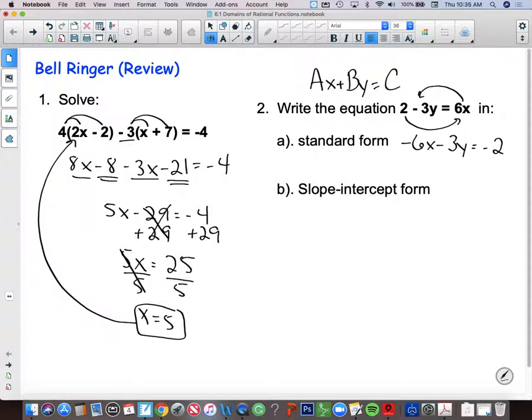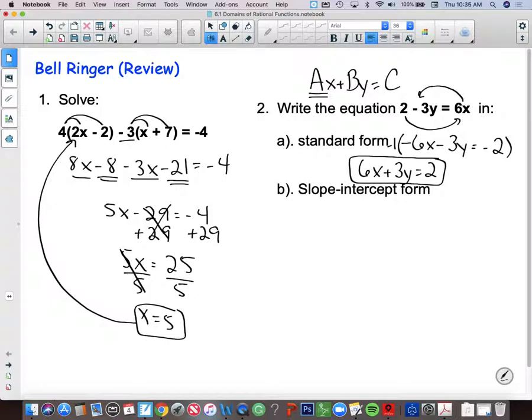I said that number in front has to be positive, so we can multiply by a -1 and switch all of our signs. So we'll get 6x plus 3y equals a +2. That is the standard form of the equation.